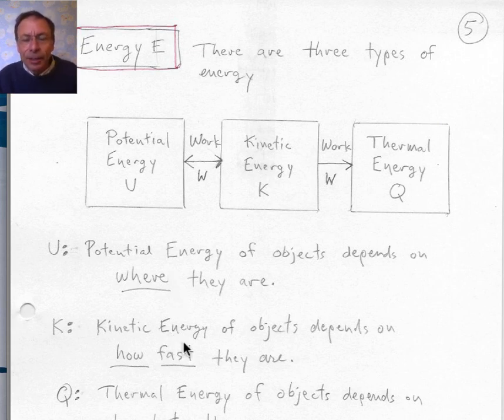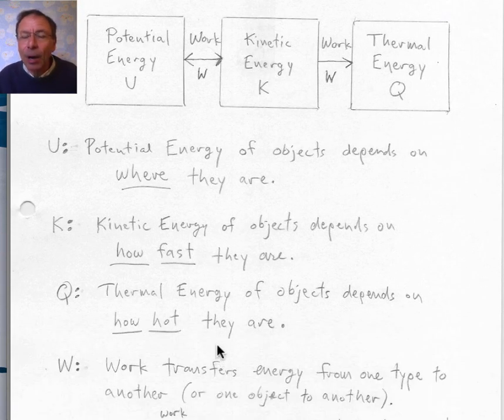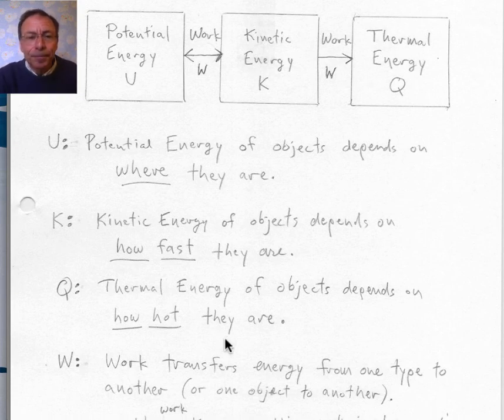Kinetic energy, the kinetic energy of an object depends on how fast it's moving. So if I have a rock that is just sitting there, it has no kinetic energy. But if I make it go fast, then it has kinetic energy. And then thermal energy depends on how hot an object is. So if the rock is hot, then it has more thermal energy.